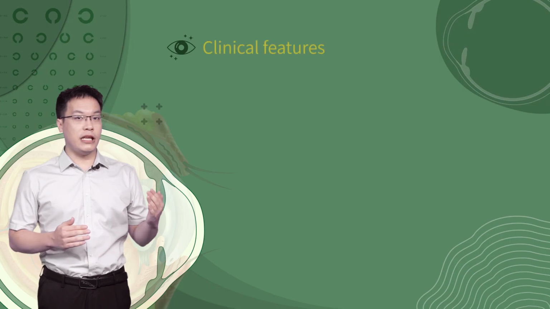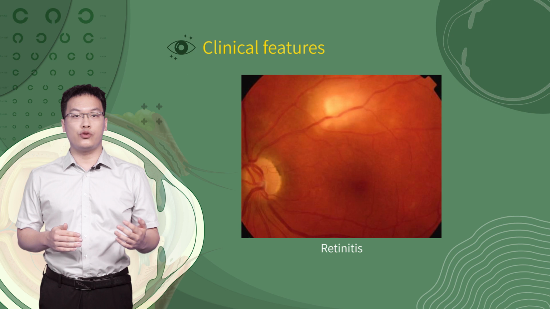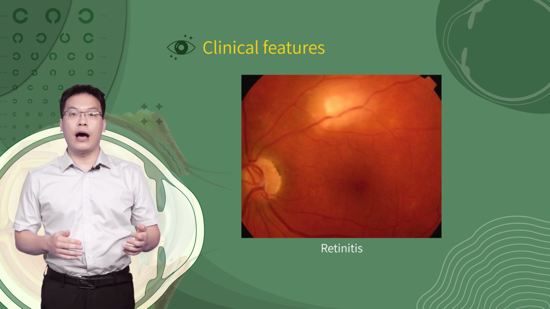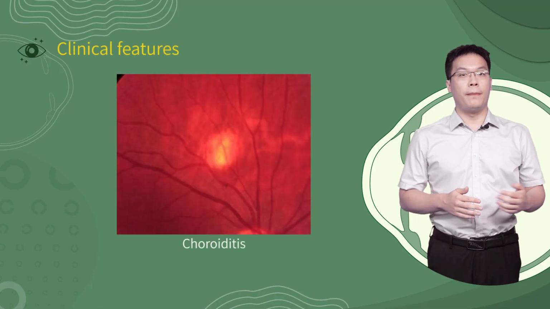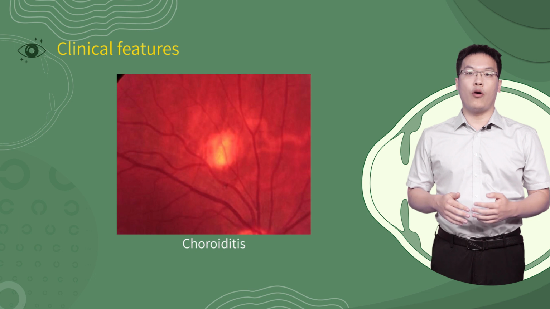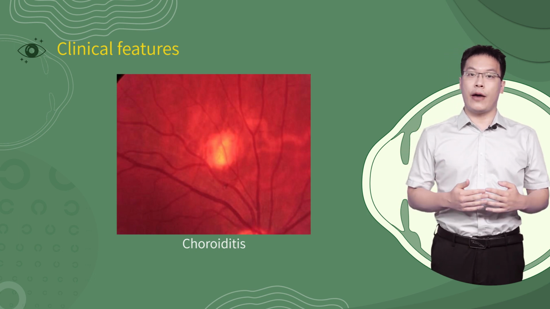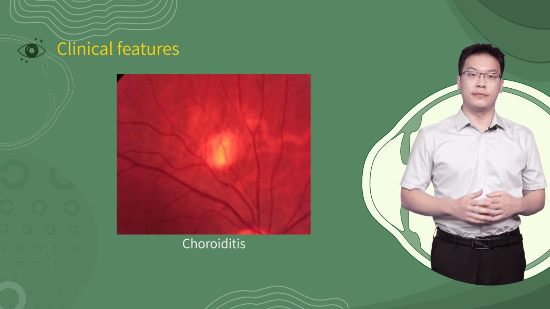Retinitis may be focal, multifocal, geographic, or diffuse. As you can see in this fundus, active lesions are characterized by whitish retinal opacities with indistinct borders due to surrounding edema. And choroiditis can also be focal, multifocal, geographic, or diffuse. This photo shows active choroiditis characterized by a round yellow nodule on the fundus examination.